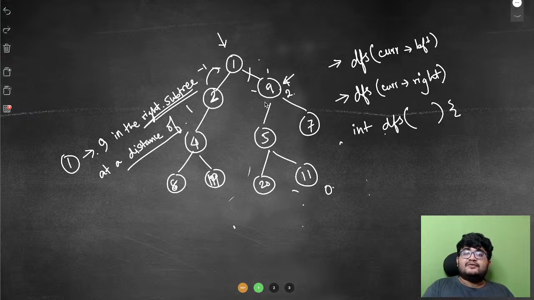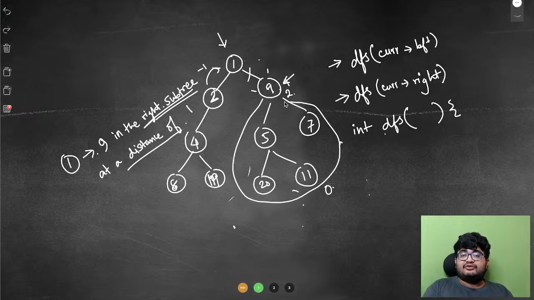But what we want to do is compute the nodes at a distance of 2 from 9, that is the sum of these nodes. So we'll just do another dfs for the depth and compute this sum: 5 plus 7 plus 20 plus 11 and plus 9 as well. 9 will also be included because it is at a distance of 2. So for the subtree it's simple, we'll just do a simple dfs from 9.